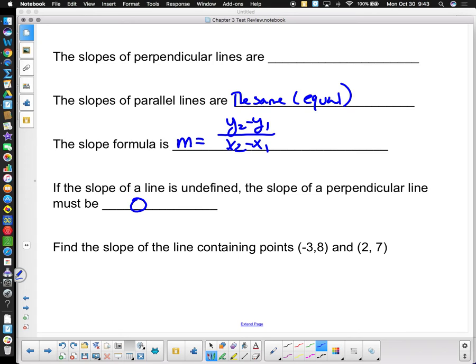So a slope of 0 is perpendicular to a slope of undefined and vice versa. Okay?